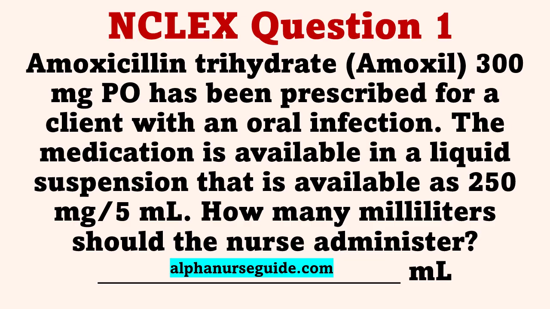The correct answer is 6 milliliters. The formula is 300 milligrams over X mL equals 250 milligrams over 5 milliliters. You cross multiply and get 250X equals 1500. You divide by 250 on both sides and you get 6 milliliters.